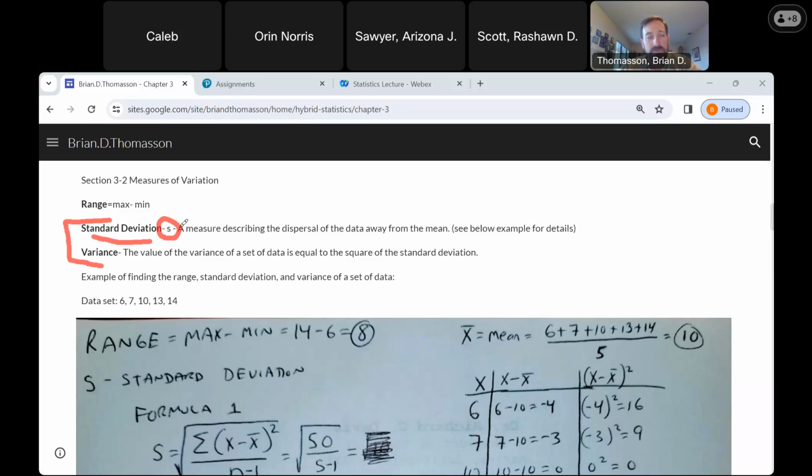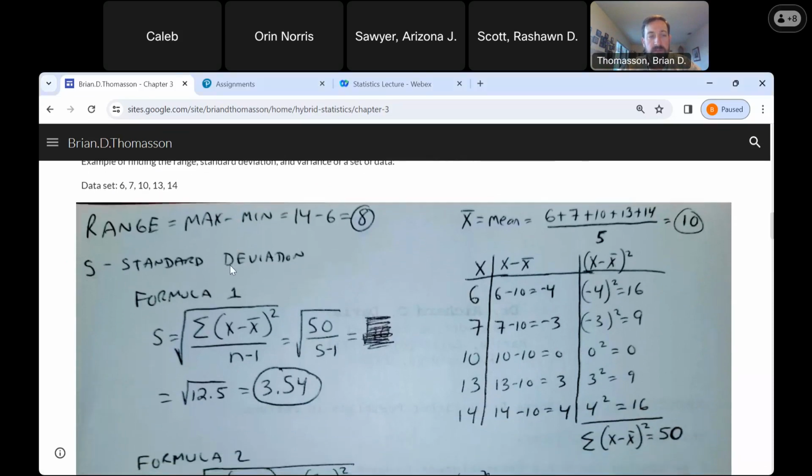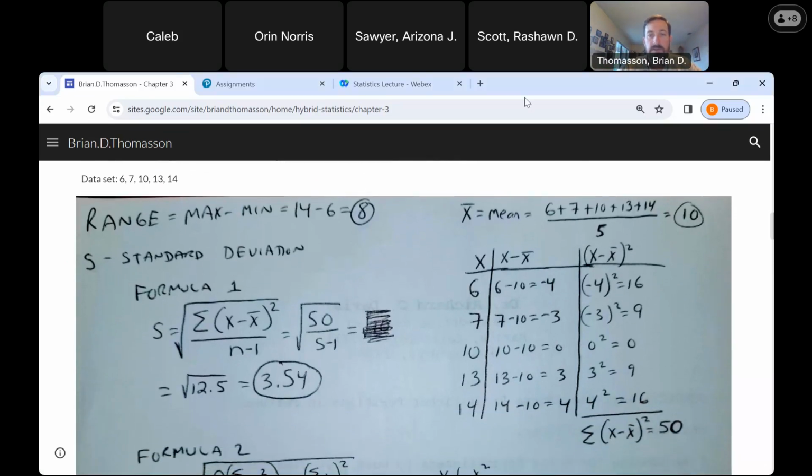About the only thing we do with the variance is take the square root of it to get the standard deviation. What we use in most cases is the standard deviation. So I have an example of how we can find this. I have this data set, 6, 7, 10, 13, 14, and we want to find the range and standard deviation for that.